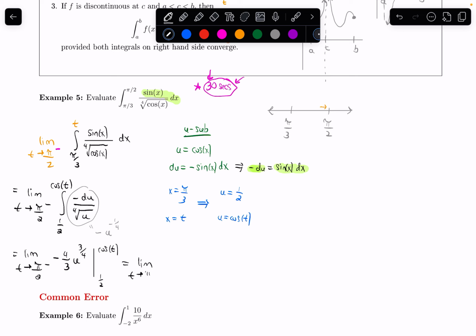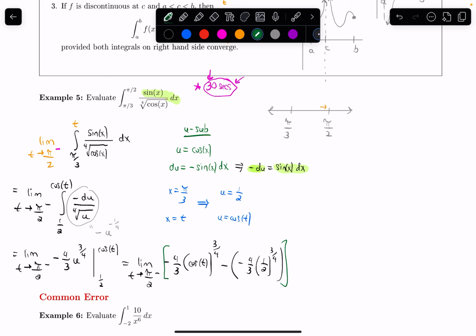If I plug them in, I get this limit as t approaches pi over 2 from the left. I'm going to plug in the cosine t, and I'll get minus 4/3, big old parentheses, cosine of t to the 3/4 power. And then minus what I get if I plug in 1/2. So it's minus, I'll put a parentheses, and if I plug in, I get minus 4/3 times 1/2 to the 3/4 power, and then close that parentheses. Okay, so I've plugged in. Maybe I'll put a big old bracket around this whole thing because I'm taking the limit of this whole function.